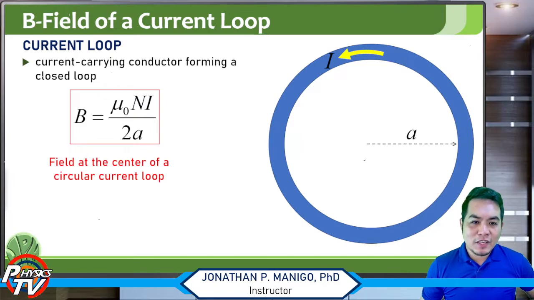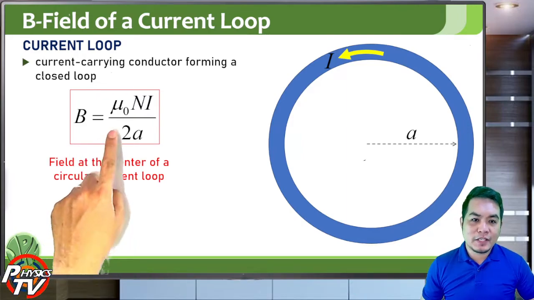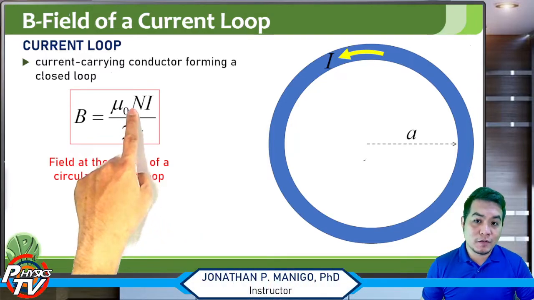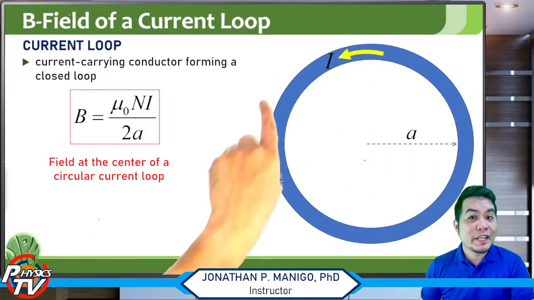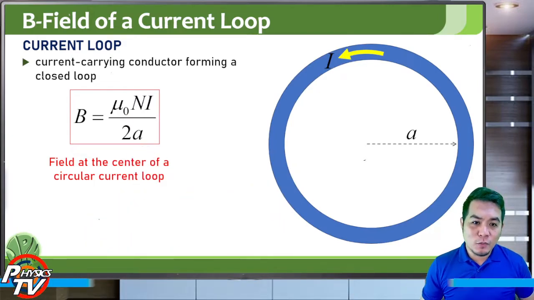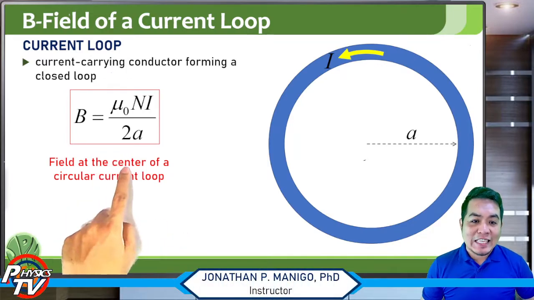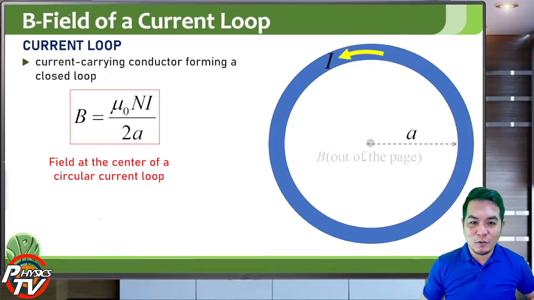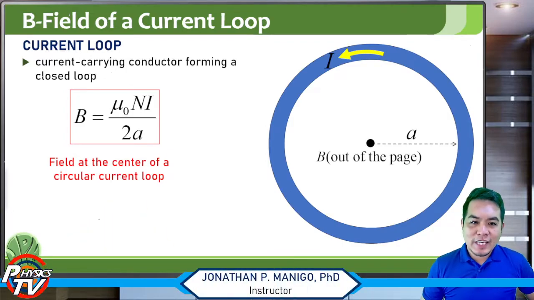And at the center of the circular current loop, the magnetic field is just mu naught N I over 2A, where N is the number of turns of the loop. So how many turns, how many windings does your circular loop have? And A is the radius of the loop. So this is just the magnetic field at the center of the loop. We'll only consider the magnetic field at the center of a loop. In this case, the magnetic field actually is out of the page.